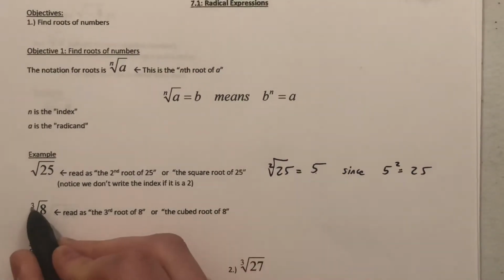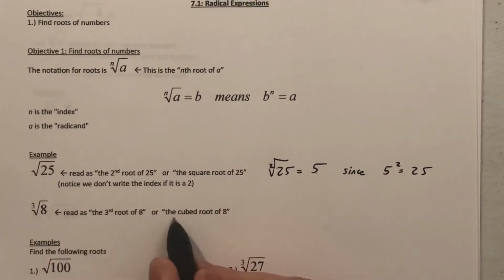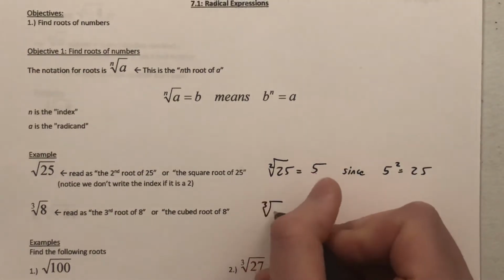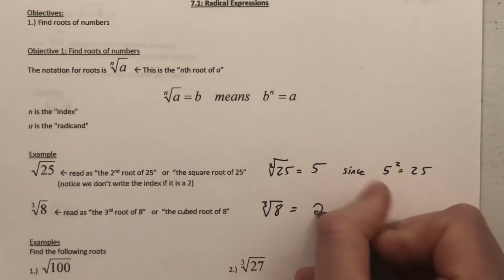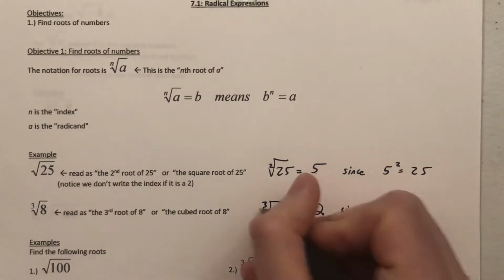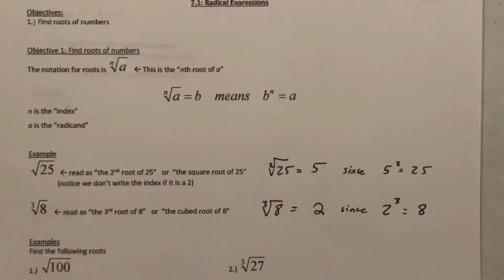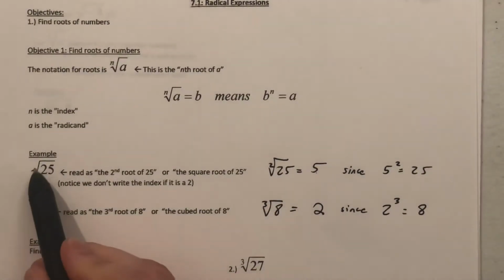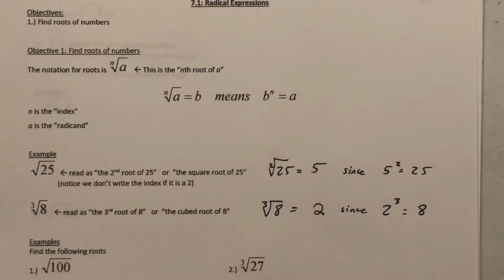Similar here, the third root of 8, which can also be referred to as the cube root, just like a power of 3 is a cube. The cube root of 8 is actually the number 2, since 2 is the number you cube to get 8. So that's how we're going to interpret these radicals and the indexes on the radicals and the radicands.